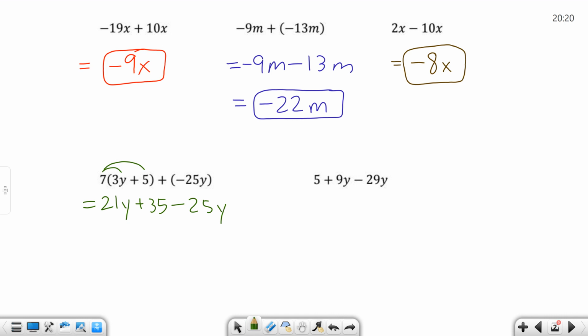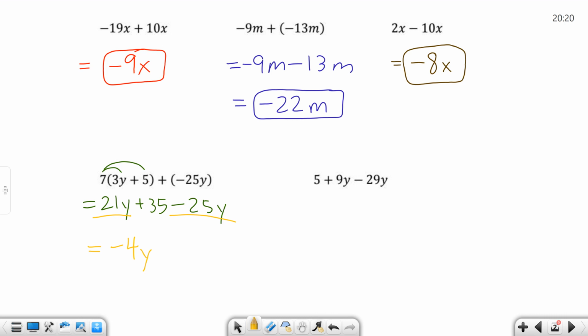So here we have like terms. We have 21y and minus 25y. So do I add or subtract those? I subtract. The signs are different. What is 25 minus 21? It's 4. And the 25 is larger, so it's what kind of 4? Negative. And since they're like terms, the answer, when you combine them, better be what? A like term, so negative 4y.